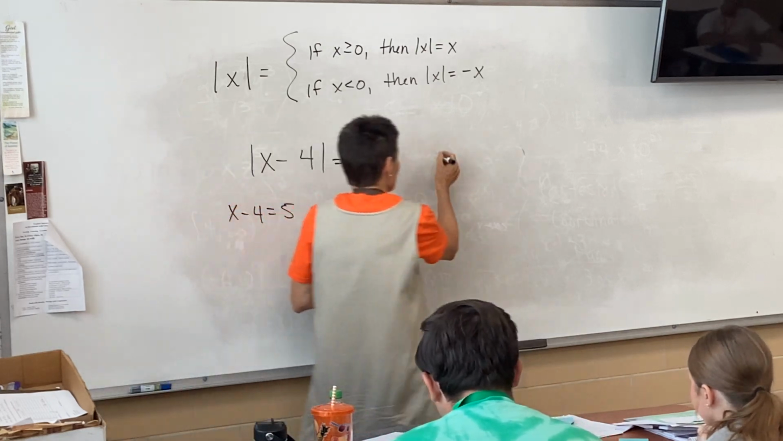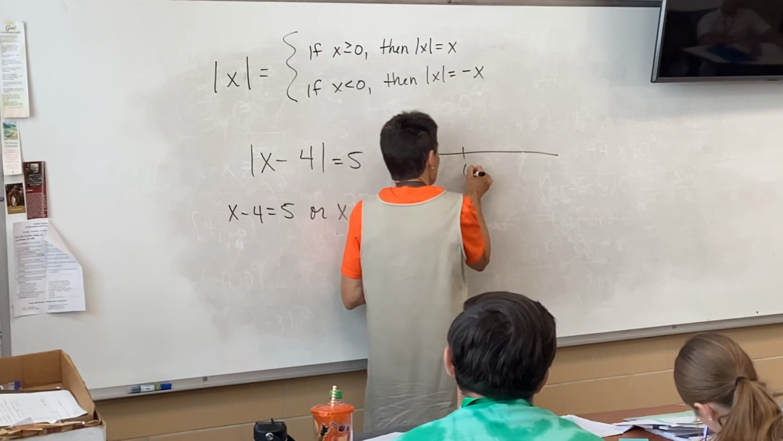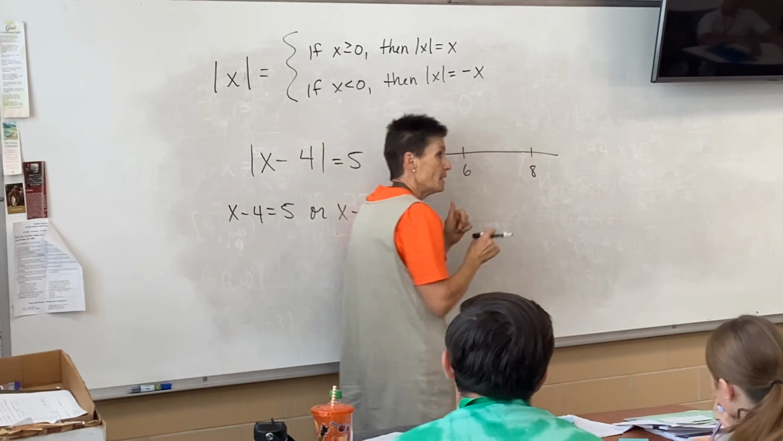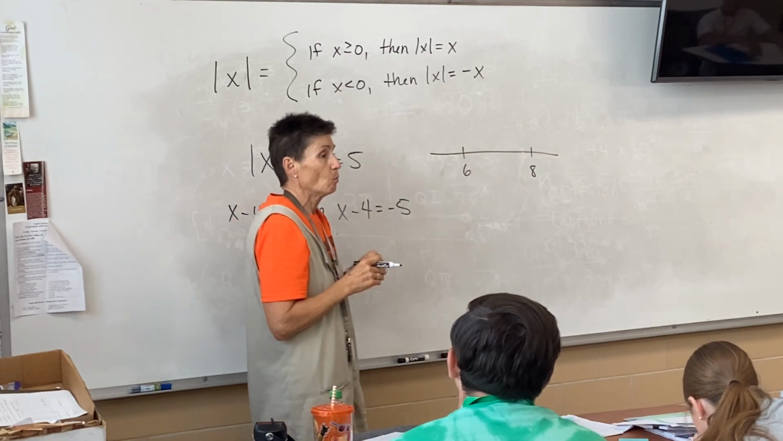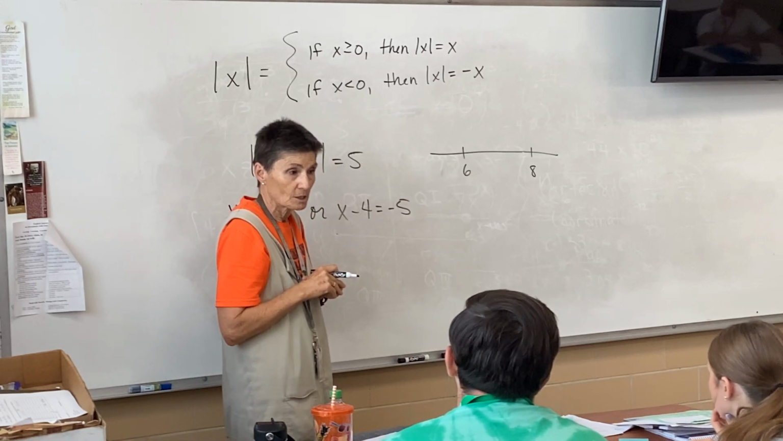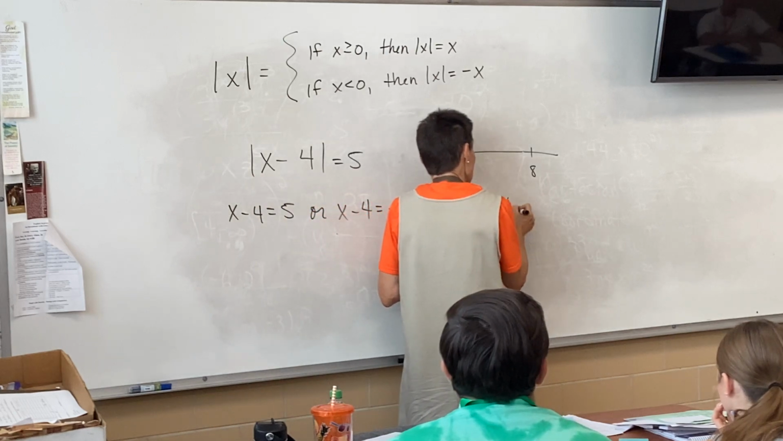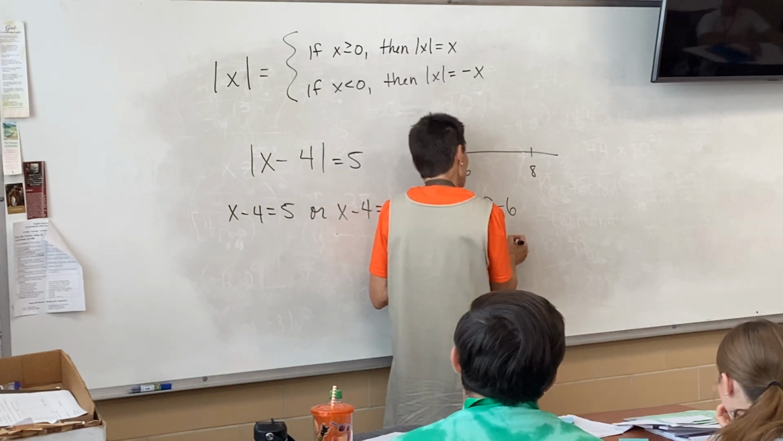All right? So let's look at a number line. Just a random number line. Here's a 6, here's an 8. If I said, what's the distance between those two, what would you do? Subtract. Now, here's the deal. If you take 8 minus 6, all is well. But what if you do 6 minus 8?